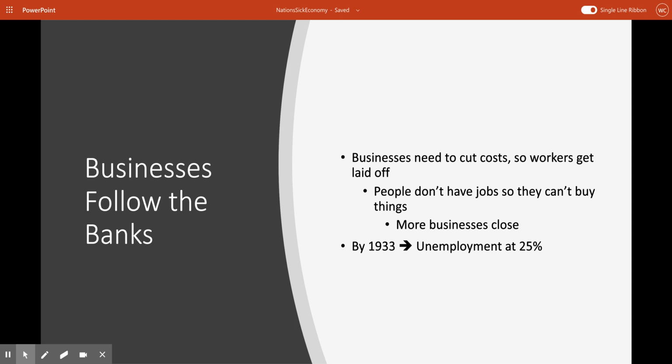So people couldn't buy stuff anymore, which meant businesses had to figure out a way to cut costs even more, right? Because now people are unable to buy their products because they're getting laid off. And so what do the businesses do? They have to cut costs even more, and they end up laying off more of their workers, right? This is a cycle. Eventually, this cycle causes a lot of businesses to start closing. And by 1933, America is hit with the largest unemployment rate that we've ever seen in our history, at 25%. So 1 out of every 4 people is left without a job.